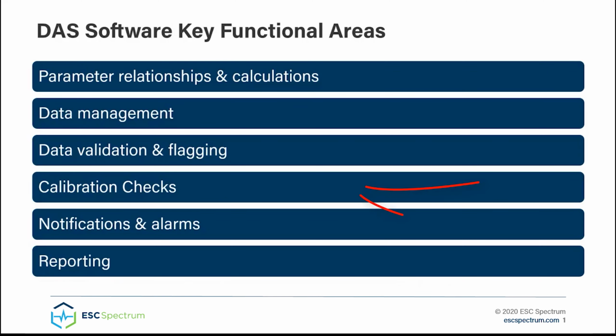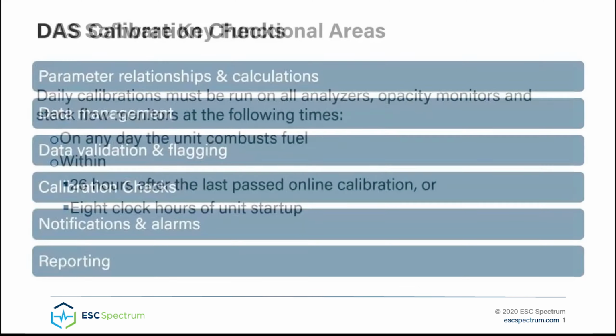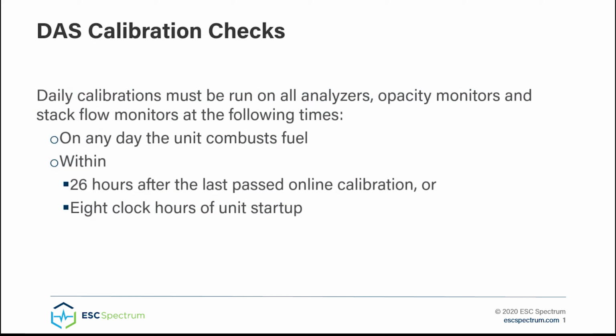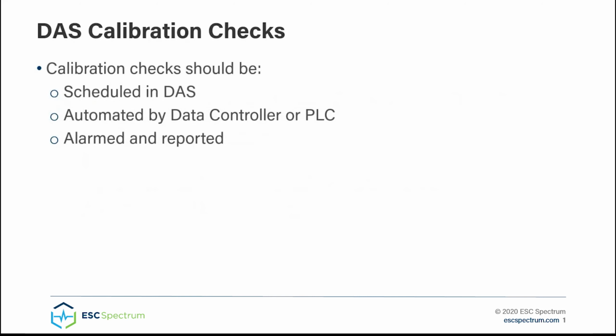Now let's take a look at calibration checks. Part 75 requires that you run daily calibrations on all operating days and within 26 hours after the last successful online calibration and within 8 hours of startup. Your DAS should be capable of automating your daily calibrations and should allow you to manage daily calibration checks, change data such as the reference values and actual values, and reevaluate calibration errors.